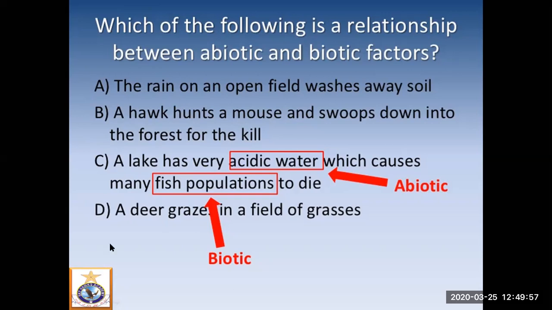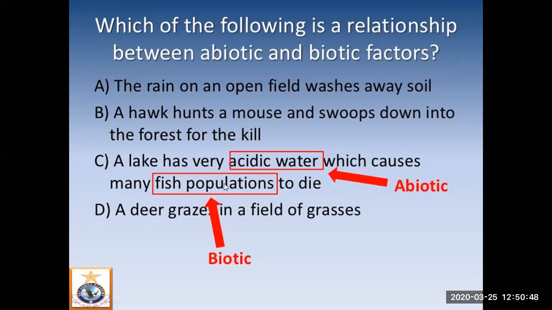Now, the whole story is described in just a few points. How can we make the relationship? Because ecology is the study of relationships. So here we can say that rain is coming, the field washes away soil, and from there it is collecting the minerals and many other things. Then a hawk hunts a mouse and swoops down into the forest for the kill. A lake has very acidic water, which causes many fish populations to die, abiotic factor. A deer grazing in a field of grasses, biotic.